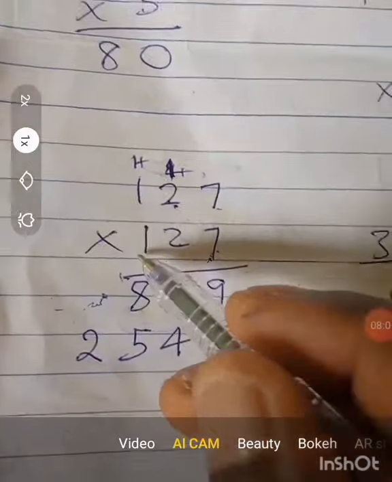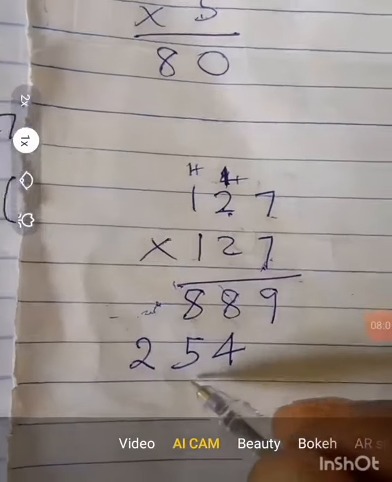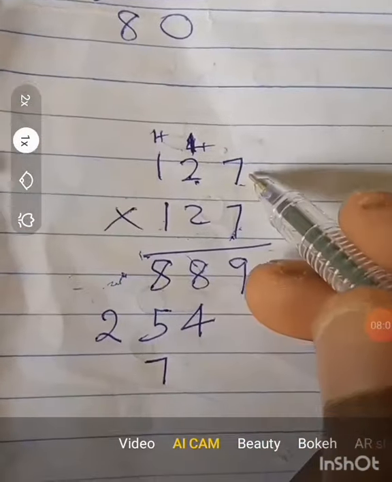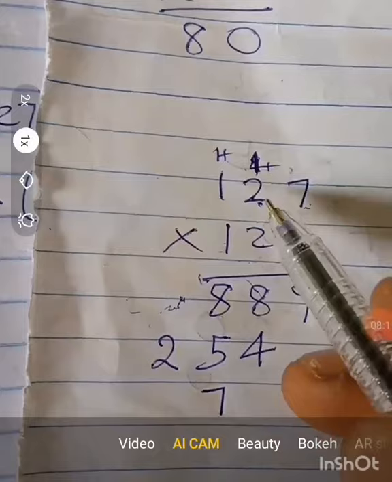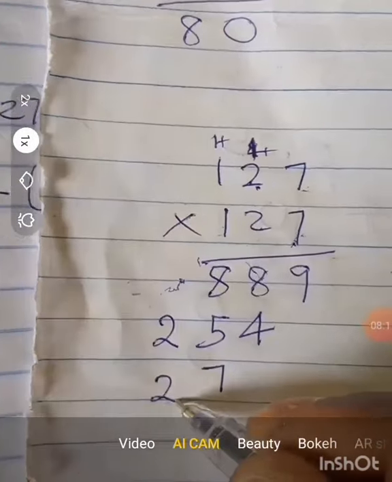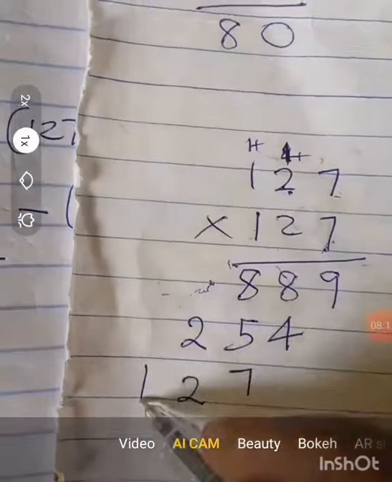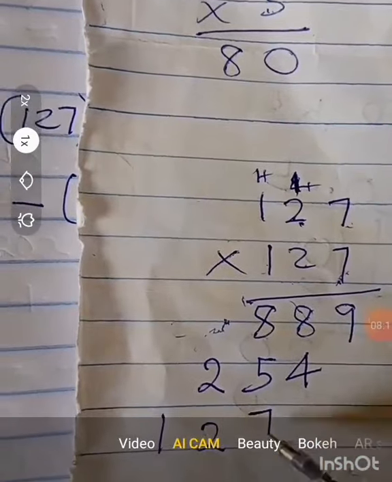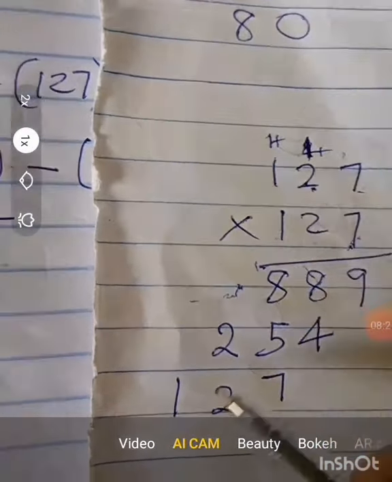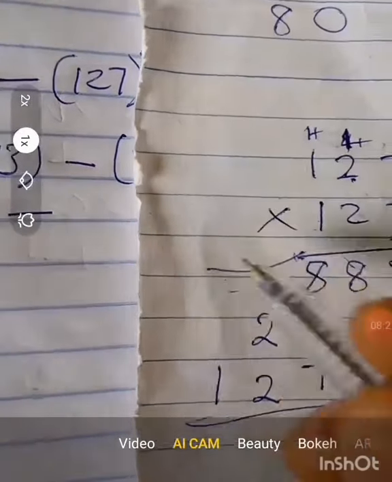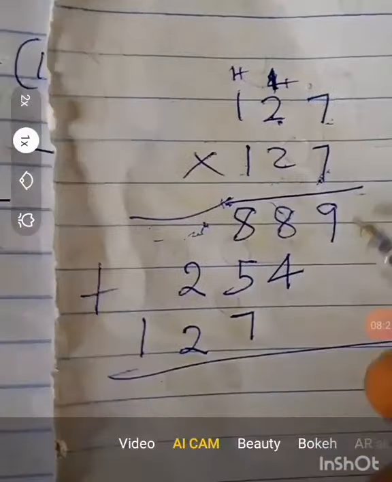Next number 1. 1 times 7 is 7. 1 times 2 is 2. And 1 times 1 is 1. So we add up that from here. You add this up.